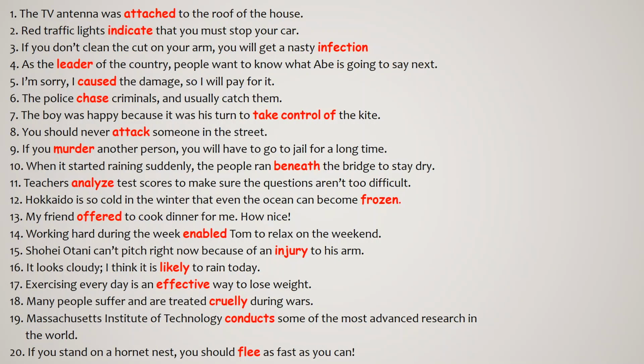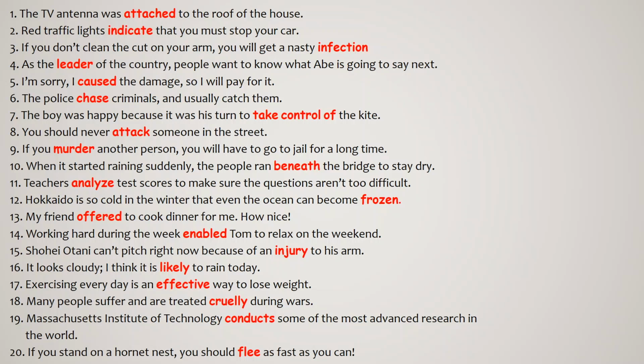And here are the answers to some of the questions we've done before. They might help you with the quiz, so I'll very quickly read these. The TV antenna was attached to the roof of the house. Red traffic lights indicate that you must stop your car. If you don't clean the cut on your arm, you will get a nasty infection. As the leader of the country, people want to know what Abe is going to say next. I'm sorry, I caused the damage, so I will pay for it.